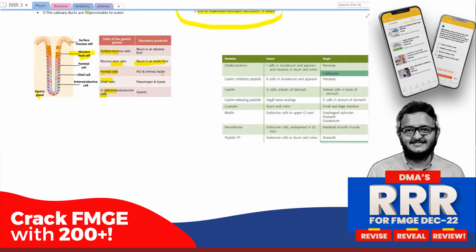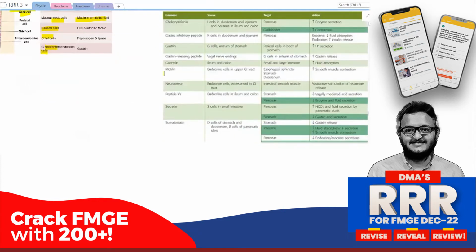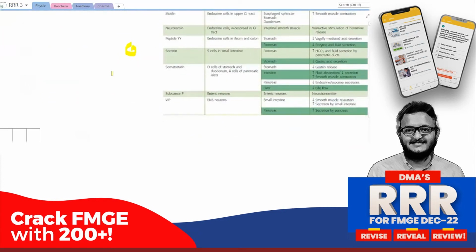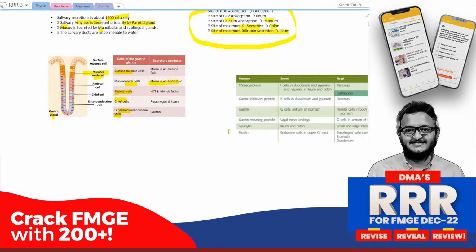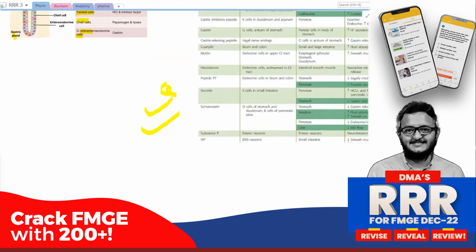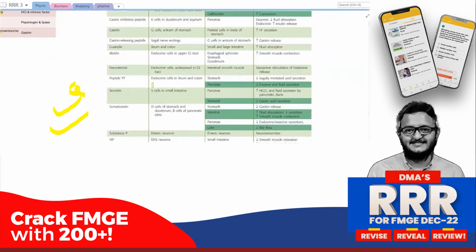Again, I will show you this table. One question for sure. You just take my word. First of all, the parietal cell. I will just go through this table only. It has got everything. Hope you can see this table. If not, I will just make it like this. I think it's done now.